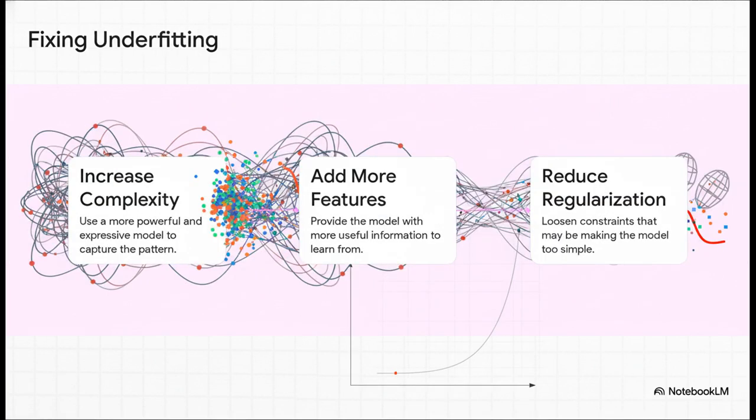And if you're underfitting, well, you do the exact opposite. Your model is too simple, so you've got to give it more power. You can try a more complex model type altogether, engineer some new, more useful features for it to learn from, or if you're using regularization, you can dial it back to give the model more freedom.